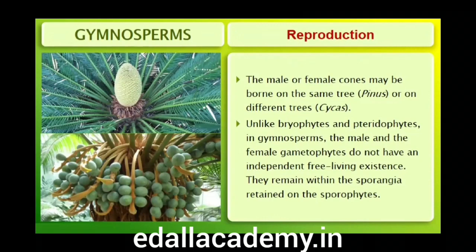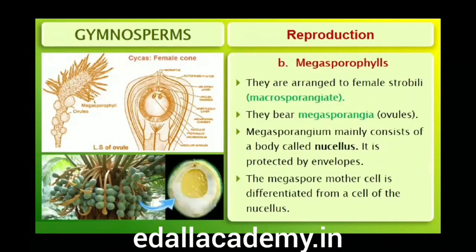However, in Cycas, male cones and megasporophylls are borne on different trees. The megaspore mother cell is differentiated from one of the cells of the nucellus. The nucellus is protected by envelopes and the composite structure is called an ovule. The ovules are borne on megasporophylls which may be clustered to form the female cones. The megaspore mother cell divides meiotically to form 4 megaspores. One of the megaspores enclosed within the megasporangium develops into a multicellular female gametophyte that bears 2 or more archegonia or female sex organs. The multicellular female gametophyte is also retained within the megasporangium.